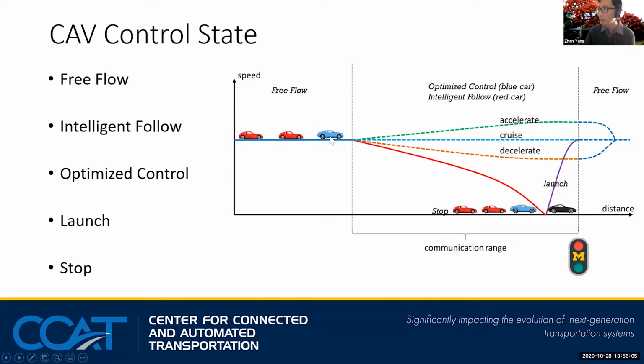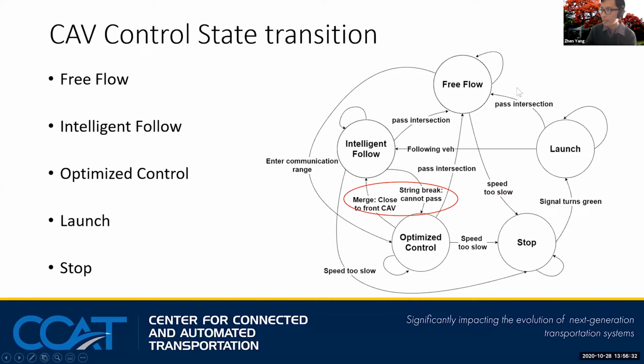The leading vehicle, the blue vehicle, needs to decide whether this peloton needs to accelerate, cruise, decelerate, or stop at this intersection. In this scenario, since the traffic signal is red, all three vehicles just stop at this intersection. And when the signal turns green, these three CAVs will switch to launch state and pass this intersection. After they pass the intersection, they will switch back to free flow state. I define a CAV control state transition diagram. Due to time limitation, I cannot go into the details of this transition diagram, but I want to mention that by using this diagram, we are able to capture the pelotoning behavior, say two pelotons merge into one peloton, or a peloton breaks into two pelotons.